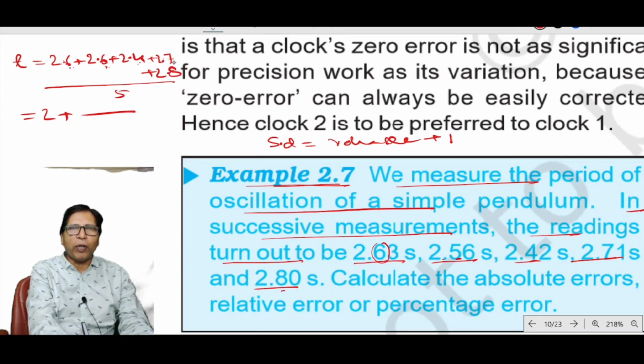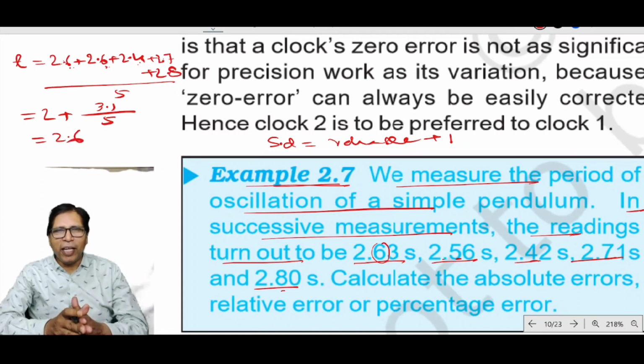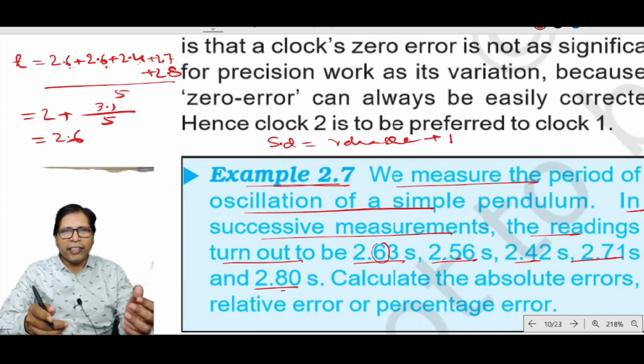1.6 plus 1.7. So look at this, 2.3. 2.3 plus 8, so 3.1. So look at this, 3.1 divided by 5, so this is 0.6. Therefore, 2.6 is the correct value of the period.